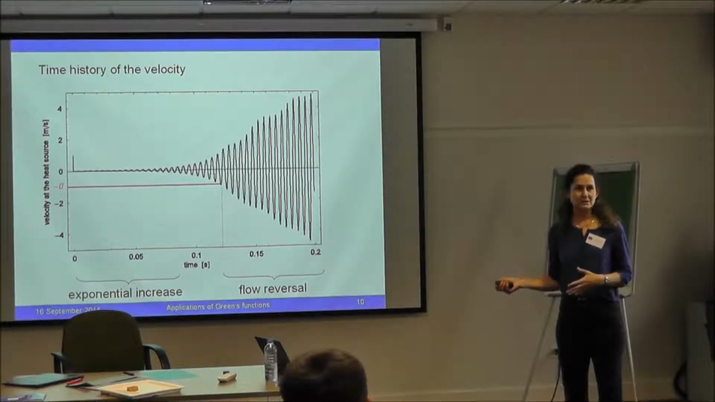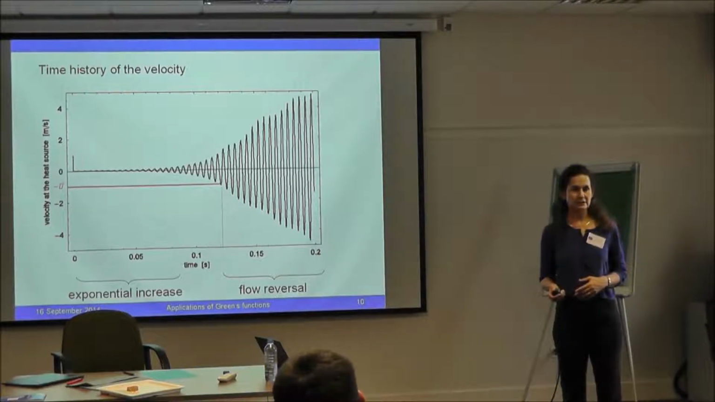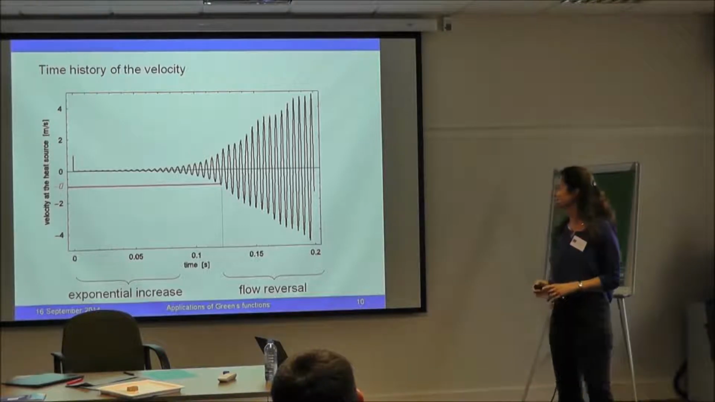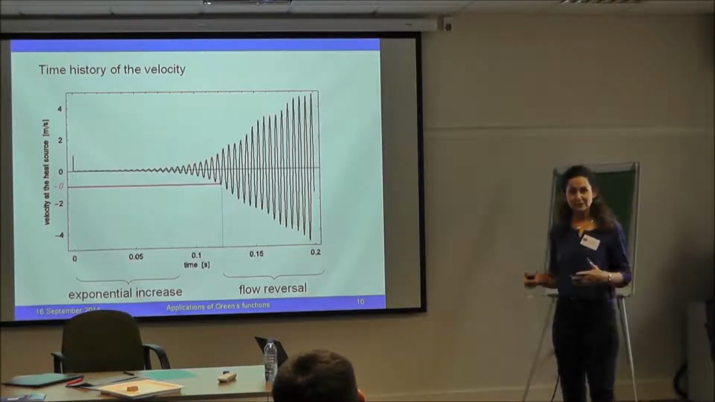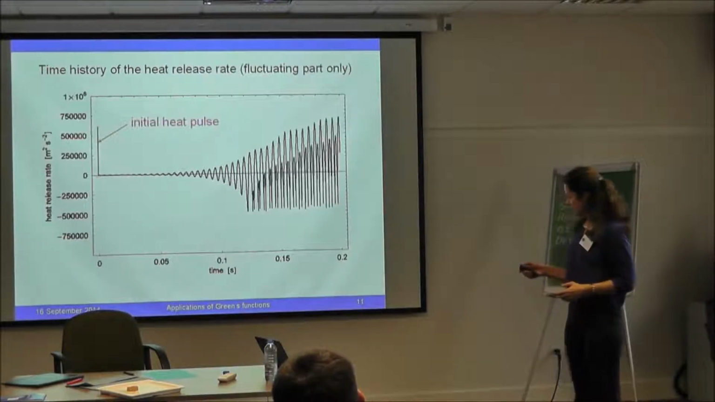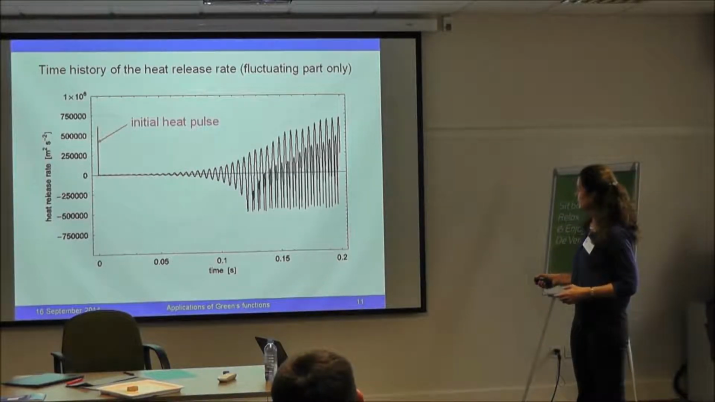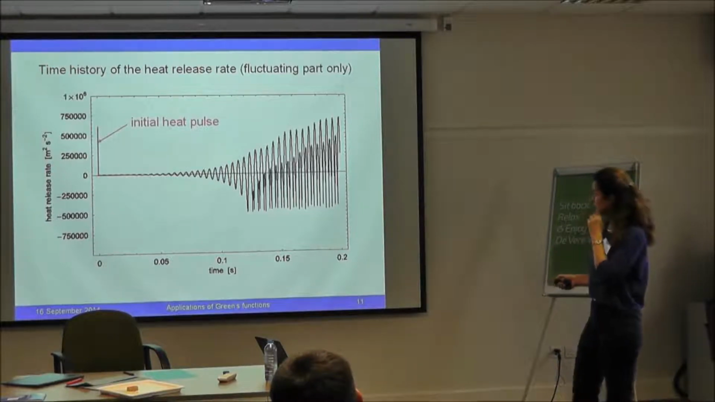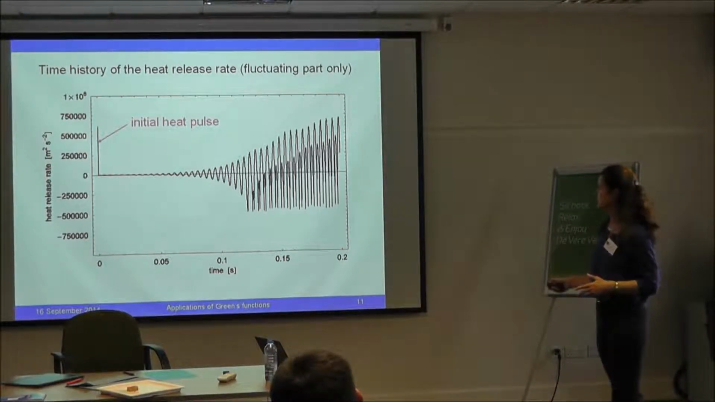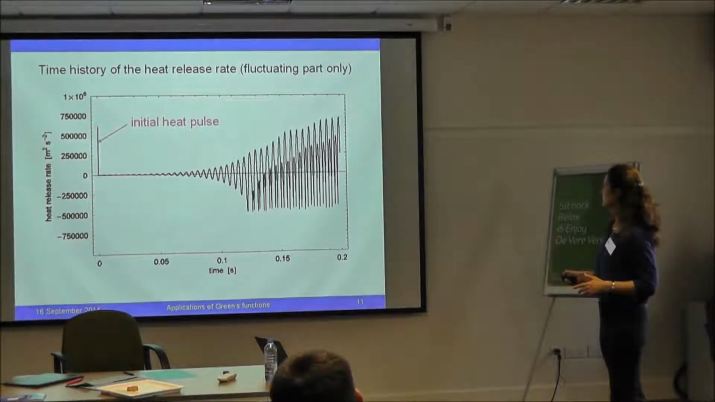So this very simple heat release law that I've plugged into the iteration is dodgy, it doesn't work. But the method should work. So if you have a decent heat release law, the method should work. On this slide I've also plotted the time history of the corresponding heat release rate. Here you see the initial condition. That spike is the initial heat pulse that we had in the initial condition, and then again we have an exponential growth up to the flow reversal, and then after the flow reversal you get something else.